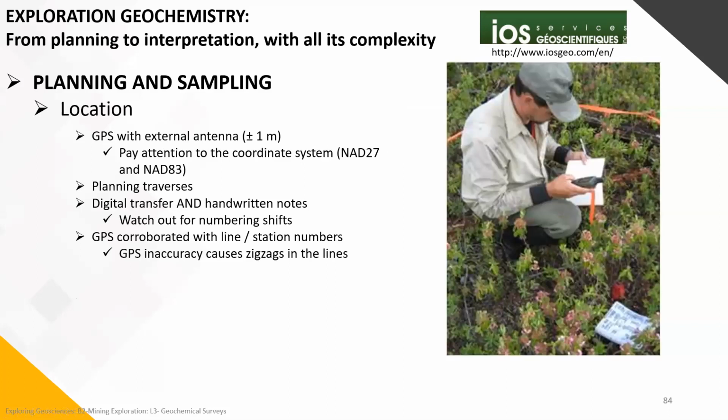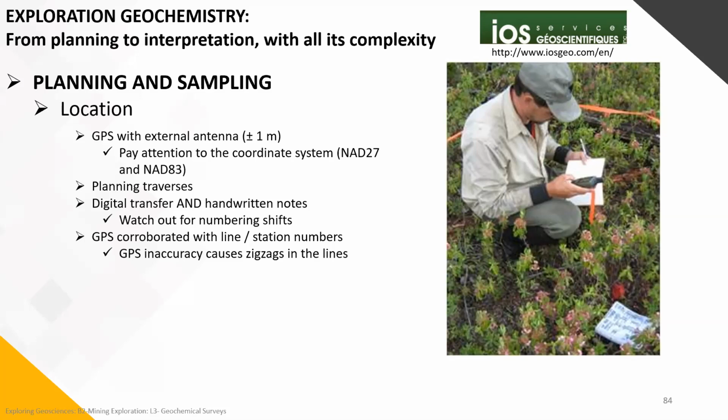The location is as important as the numbering errors. If we cause a location error, again, we can have the biggest anomaly in the world, but if we cannot go back to it, it is not worth anything. So we use more and more the GPS to be able to localize our samples. Again, the GPS is very precise, but if we are lost in the coordinate system we are using, for example between NAD 27 and NAD 83, the difference can be in easting and northing between 50 and 250 meters.